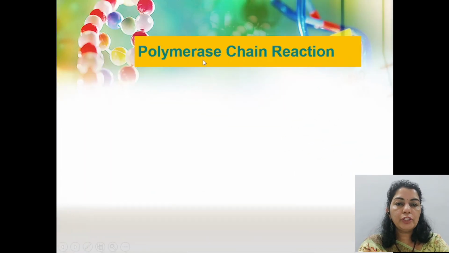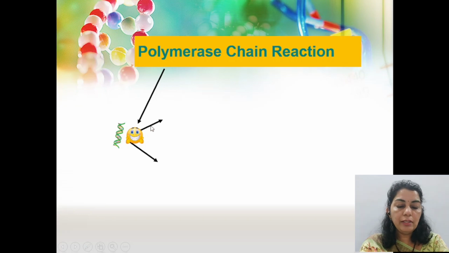Polymerase chain reaction consists of three words: polymerase, chain and reaction. Reaction means it's a chemical reaction. Polymerase is the enzyme DNA polymerase, and chain means it consists of a series of reactions which are repeated one after the other. So in this reaction, the DNA polymerase, as we know, replicates the DNA.